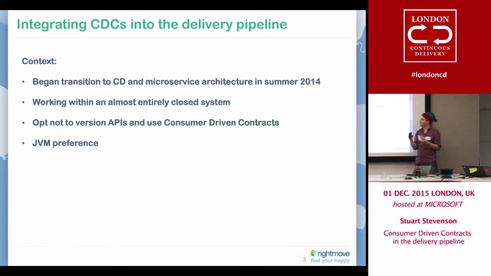So some context for Rightmove. We began going to continuous delivery and microservices at the same time, 2014, so they're very bound together for us. Most of our services are internally consumed. We don't really provide many external services, so we don't have that constraint on how our services work. We opted not to version APIs and use consumer-driven contract testing to maintain backwards compatibility between releases. And just so you know, we have a bit of a JVM preference in-house. That's where most of our knowledge lies.